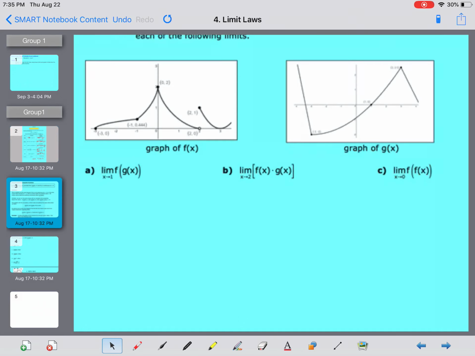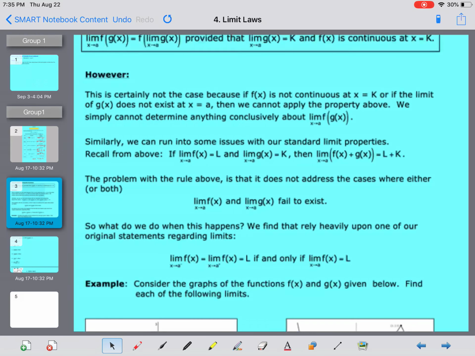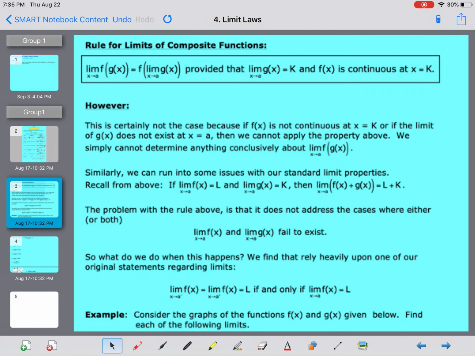The last rule, excuse me, is what we call the composite function rule. And this rule says the limit of a composite, so f of g of x, is equal to f of the limit of the inner function. This is true only if our limit of g of x first exists and f of x is continuous at that output value. So when we talk about compositions, remember our outputs for one function, the inner function, become the inputs for the outer function. Okay, but the reverse is not true.